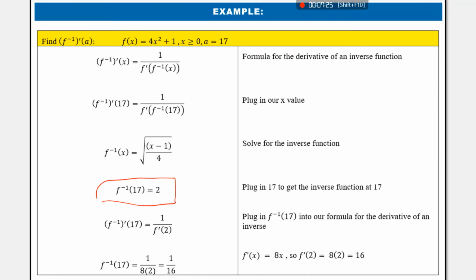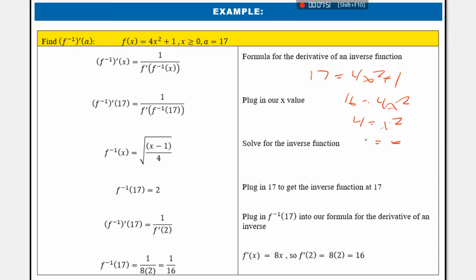How do we get from step 2 to 3? How do I get from step 2 to 3? So I'm going to solve the inverse first. So if I do, I've got 17 equals 4x squared plus 1. 16 equals 4x squared, therefore 4 equals x squared, or x is 2.